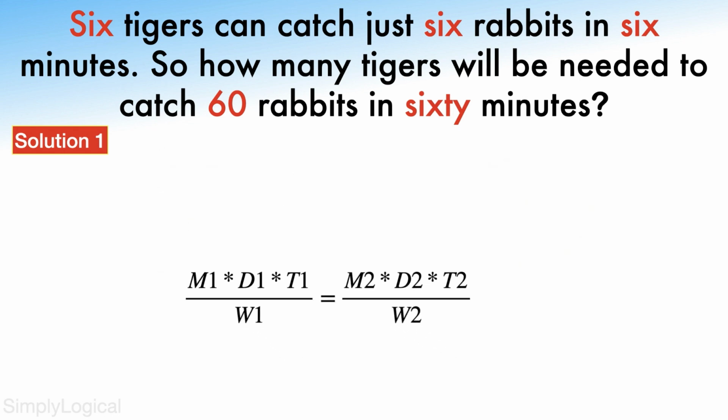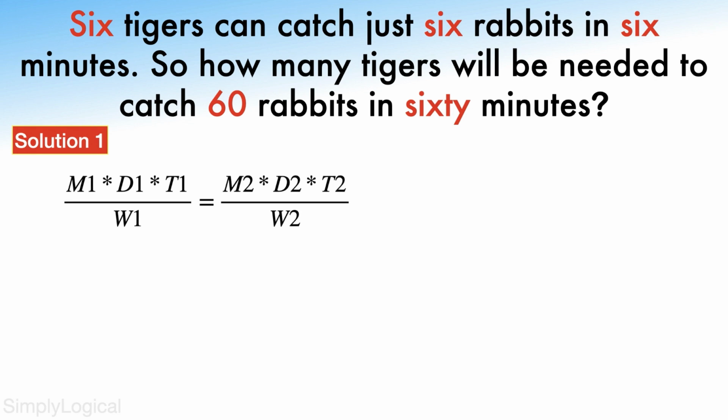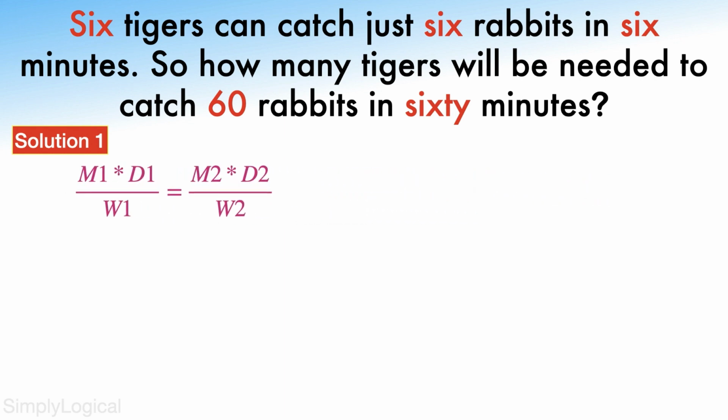So here in this problem, the given information is 6 tigers can catch just 6 rabbits in 6 minutes. What we are supposed to find is the number of tigers required to catch 60 rabbits in 60 minutes. For this problem, there are only 3 variables. Hence the formula can be written as M1 D1 over W1 equals M2 D2 over W2, where M is the number of workers, D is the number of days, hours, minutes, or seconds, and W is the piece of work. Here catching a rabbit is considered as work done by a tiger.